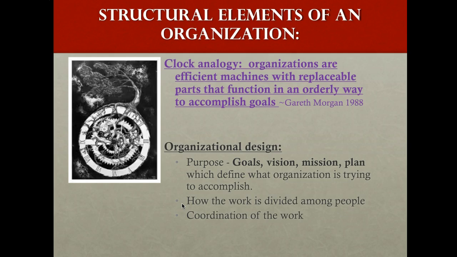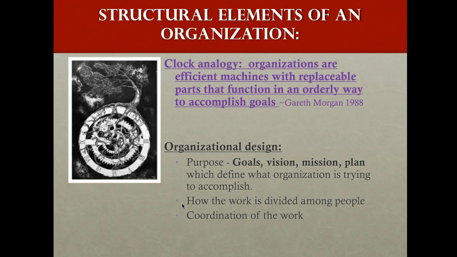So one way to look at the structural elements of an organization is that they should be somewhat like a clock. The organizations should be efficient machines with replaceable parts that function in an orderly way to accomplish its goals. So organizations are designed with a purpose, that they have goals, there's a mission in place, there's a vision in place, and a plan or a strategy in terms of what that organization is trying to accomplish.